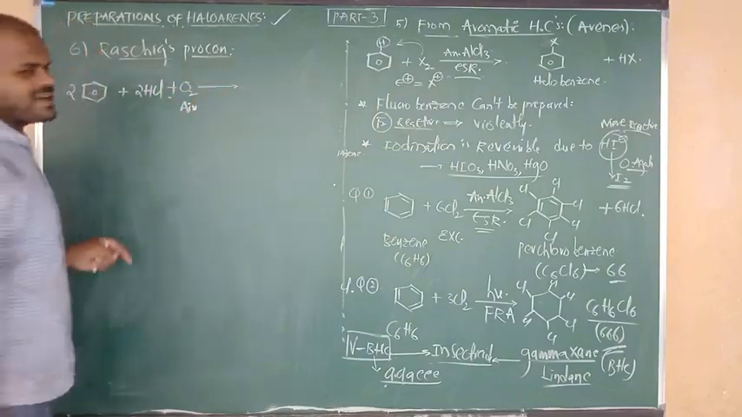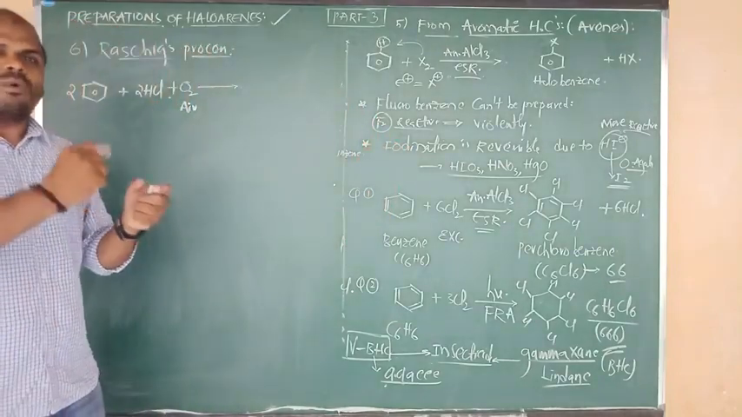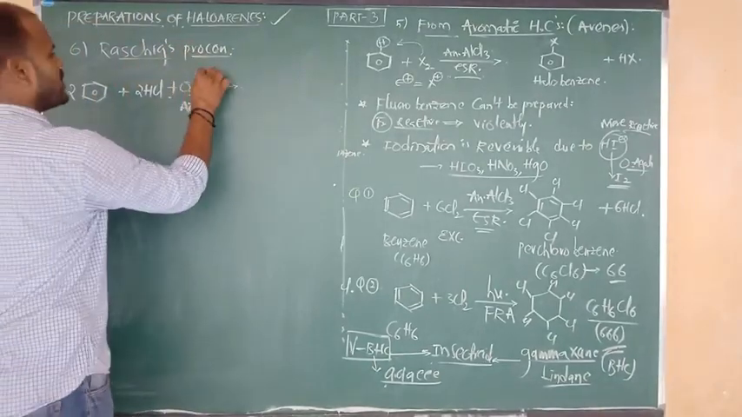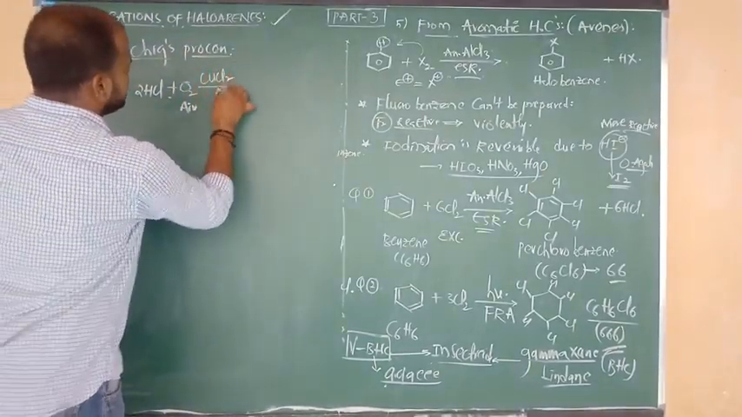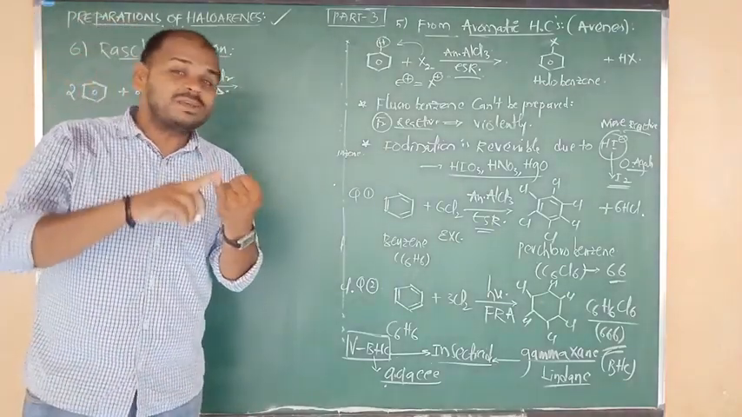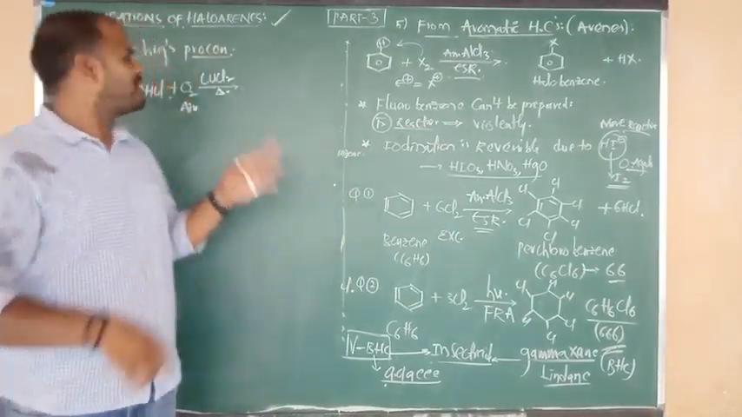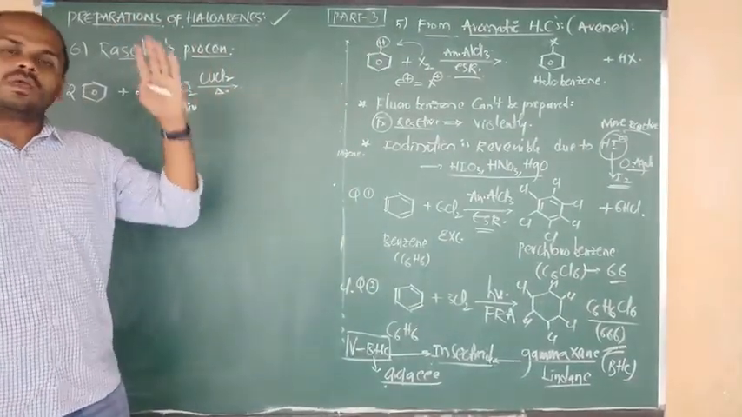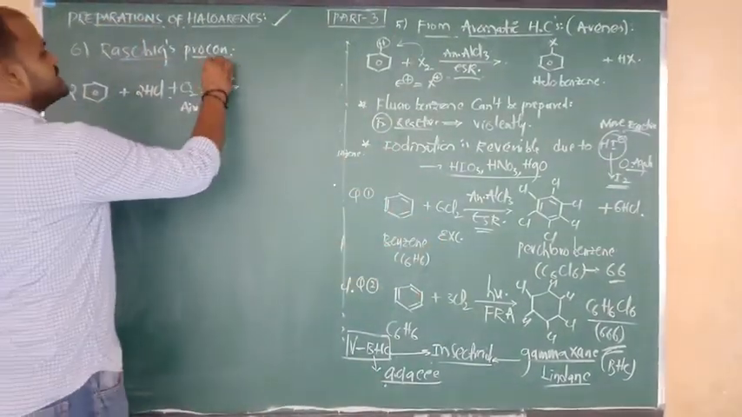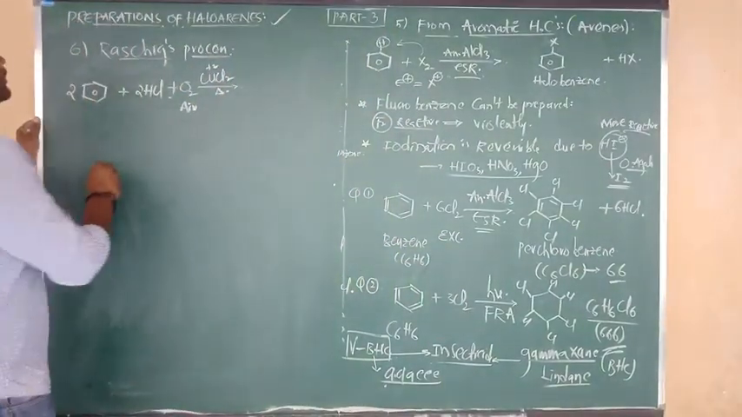The reaction takes place. This question is repeated in CET and objective exams: what is the catalyst in the Raschig process? The catalyst is CuCl2. Question repeated: what is the catalyst in the Sandmeyer reaction? CuCl or Cu2Cl2. But here it is only CuCl2. So in the Sandmeyer reaction it is cuprous chloride, but in the Raschig process it is cupric chloride. Cupric chloride acts as the catalyst. Good.